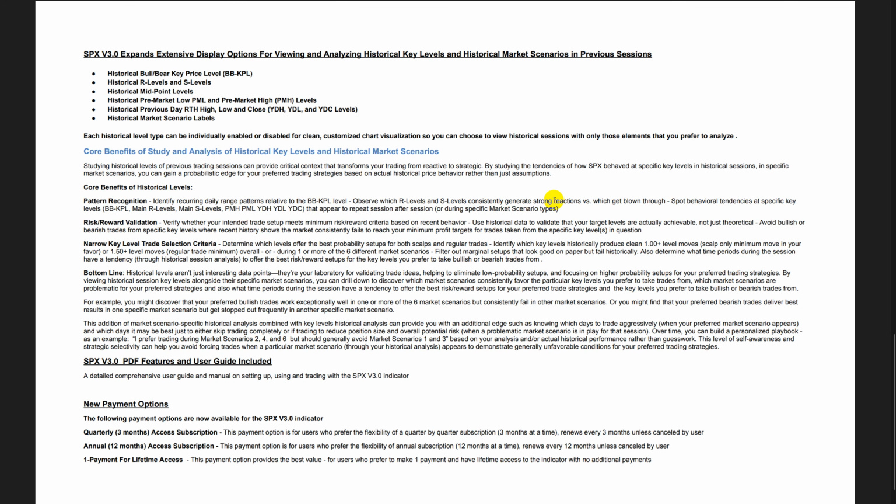Okay, so next, SPX v 3.0 expands extensive display options for viewing and analyzing historical key levels and historical market scenarios in previous sessions. So the controls for this are: you can use the historical bull bear key price level, historical R levels and S levels, historical midpoint levels, historical pre-market low, PML, pre-market high, PMH, and the historical previous day RTH session high, low, and close, the YDH, YDL, and YDC levels. And lastly, historical market scenario labels.